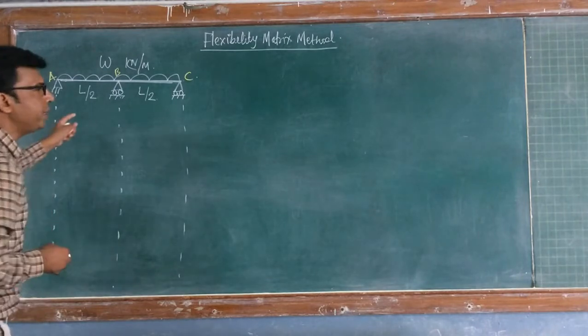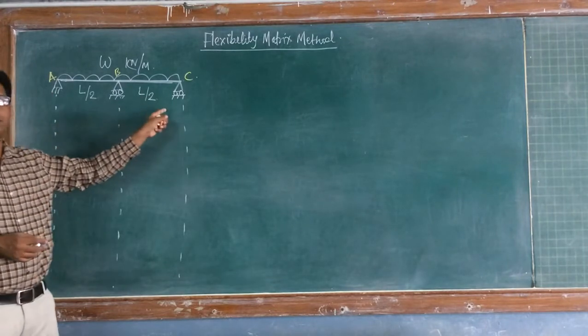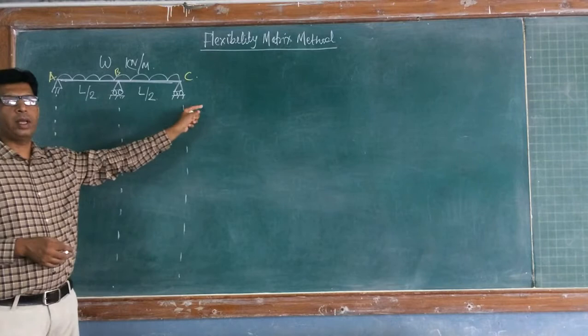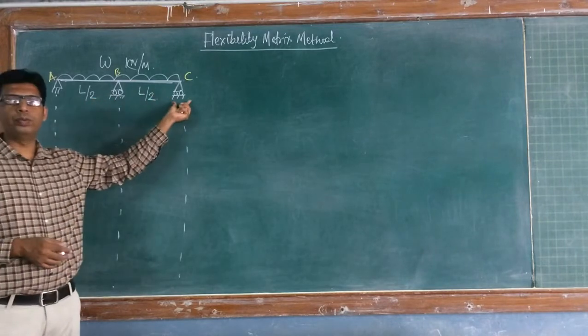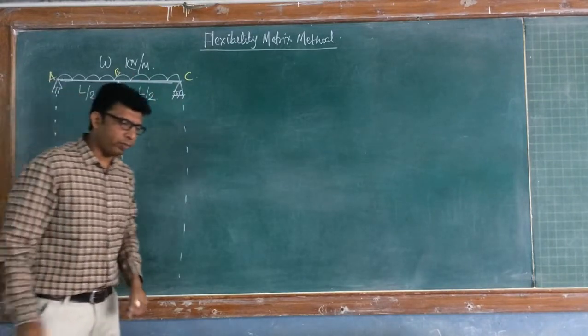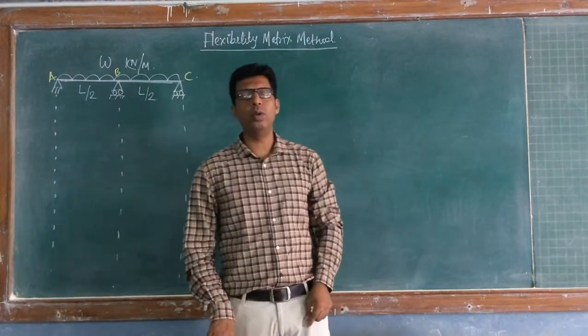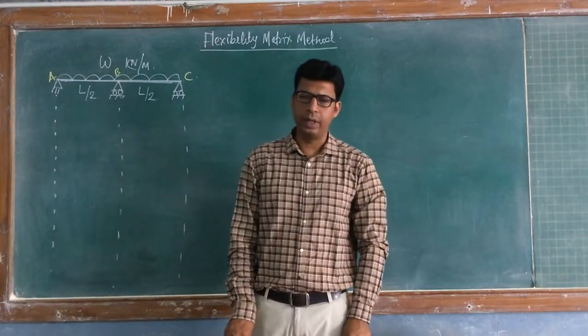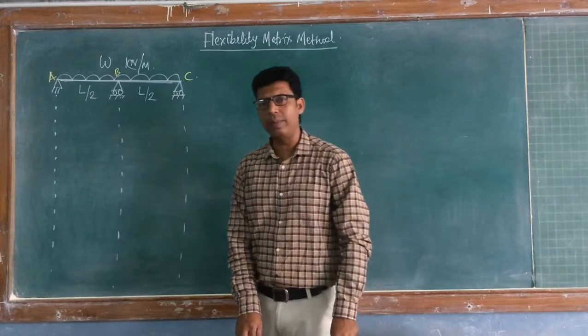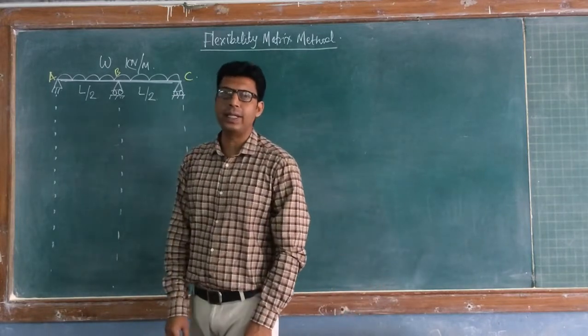One continuous beam is given to you. The beam is two span, A, B, C. Each span is L by 2 and the whole span of the beam is subjected to UDL. Intensity of UDL is W kilonewton per meter. Now the question is to analyze this beam using flexibility matrix method.